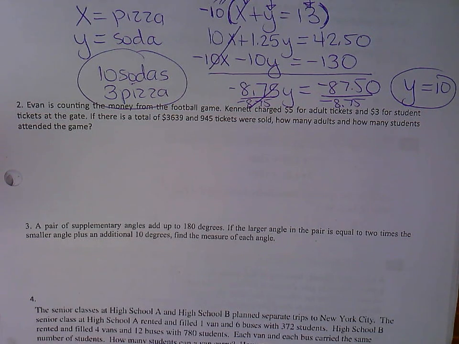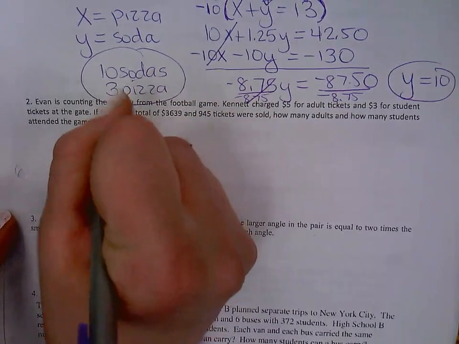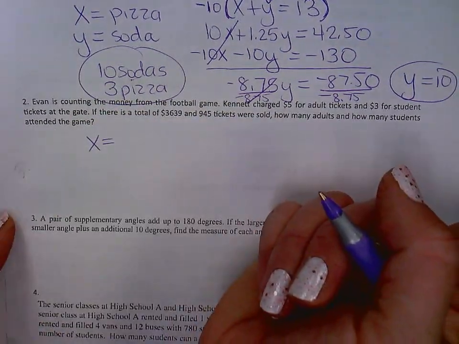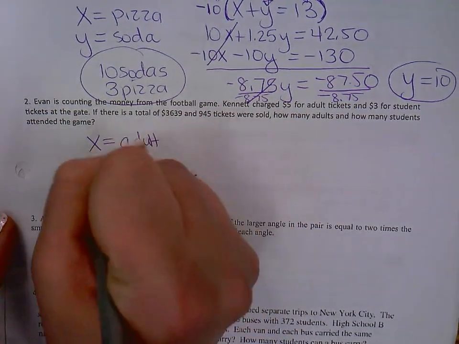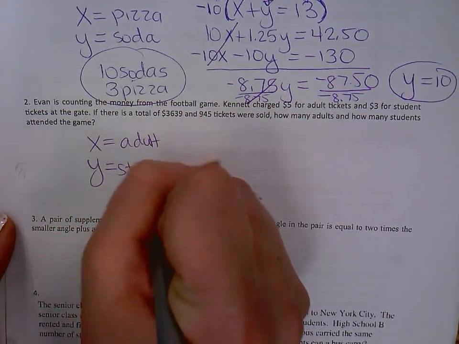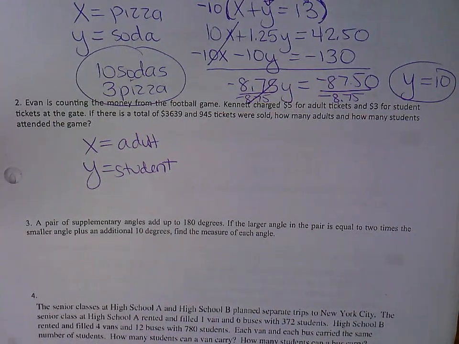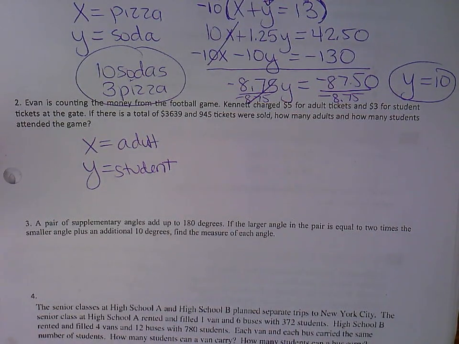So see if you can write out your 2 equations. X is going to represent the number of adult tickets, and Y is the number of student tickets. See if you can write out your 2 equations. They're going to look exactly like they did in problem 1. So what's the total number and what's the total price?